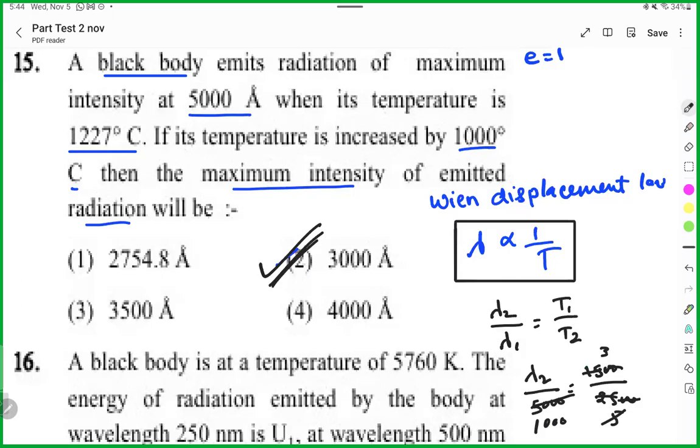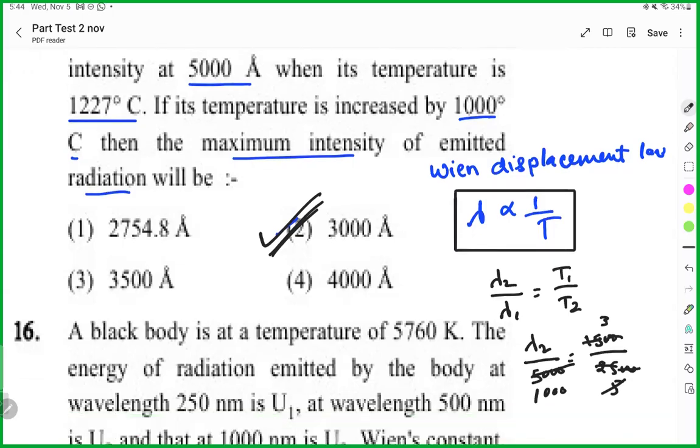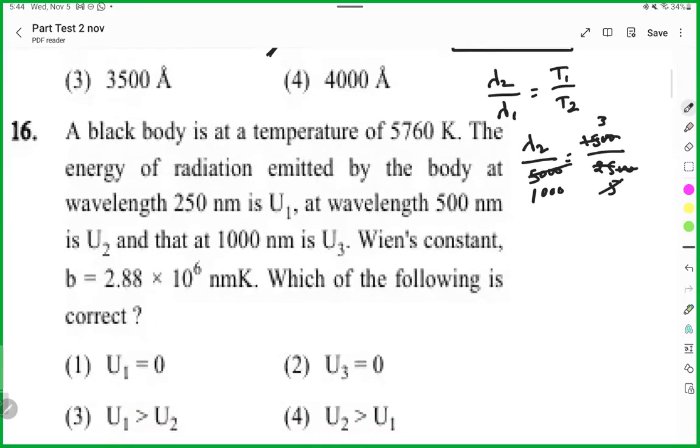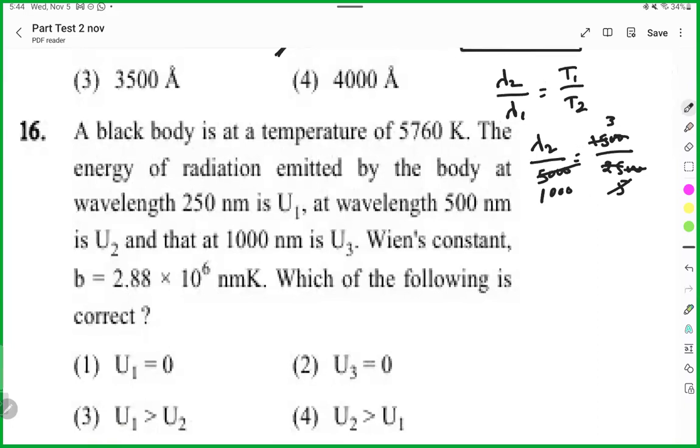Guys, any doubt? Direct Wien displacement law. If you are getting this question, it means you are lucky, because it is a direct question. They can never ask anything from this except changing either wavelength or temperature, nothing else. They cannot twist the question. Got it? Next question. Same thing is given, Wien displacement law.